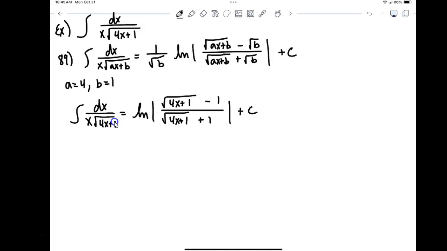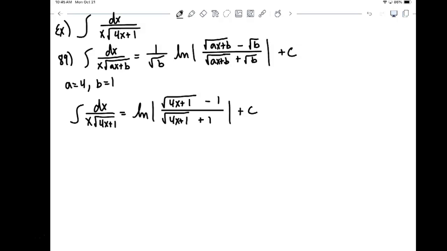Again, you could, on your own, differentiate this log function to see that its derivative should become this thing. But we're just going to leave it at that. And there's our answer using this integration table.